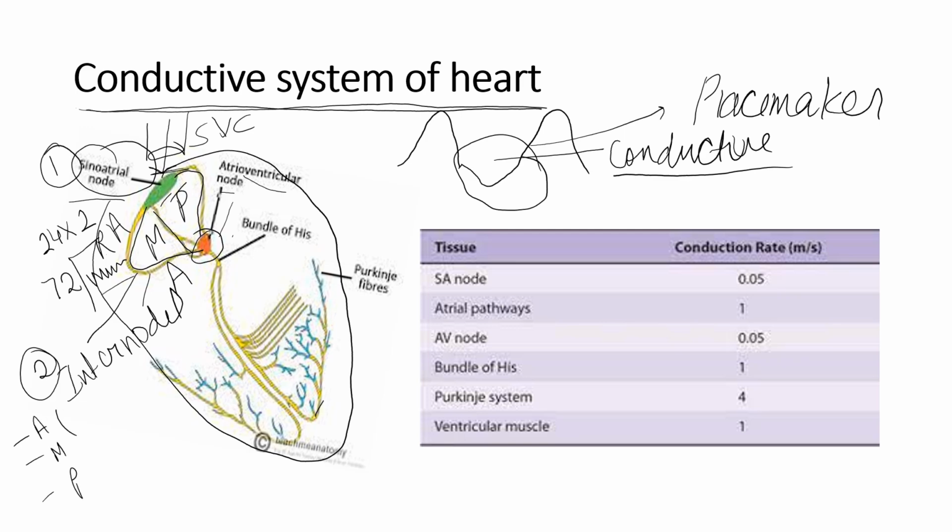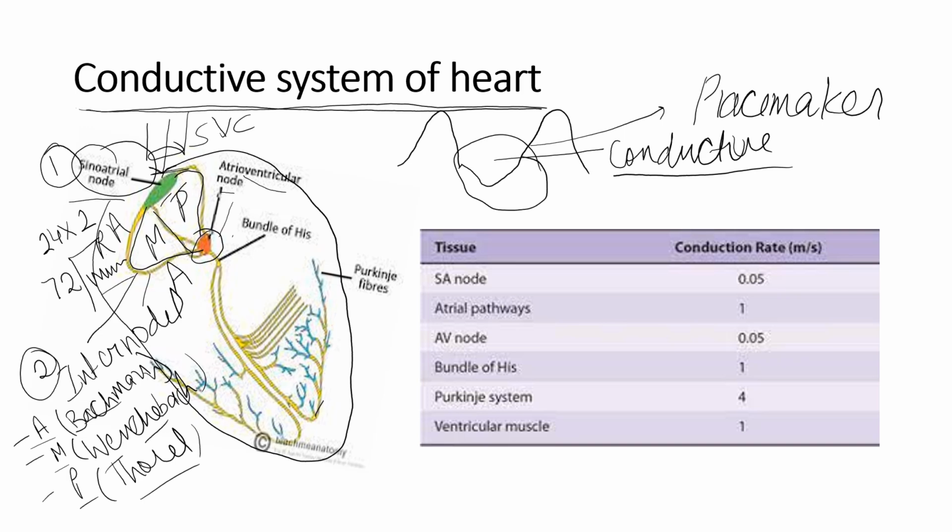Okay, the anterior pathway is called the Bachmann pathway. The middle one is called the Wenckebach pathway, and the posterior one is called the Thorel pathway. Okay, so these are the second names. If you forget, it's okay, you can put anterior, middle, and posterior in place of that, right?